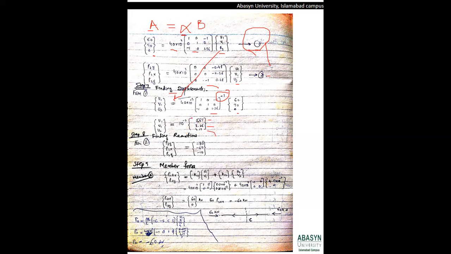Once we have these values of the unknowns, that is the displacements U1, V1, and U2, we are going to substitute these values into equation 2 to find the values of the reactions, that is P2x, P3y, and P3x. To find these reactions, we multiply these values of the unknowns with this part of the global stiffness matrix, and you will find that the reactions come out to be minus 80, minus 60, and minus 10 kilonewton respectively.